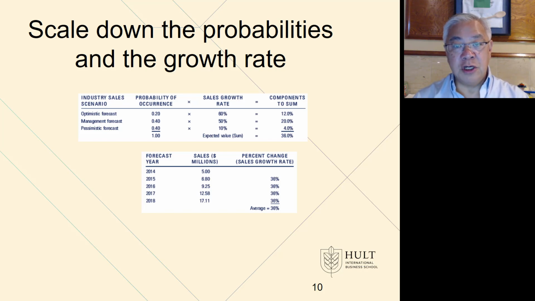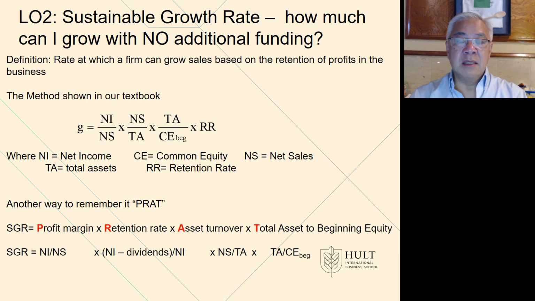So we could do a base case and then judgmentally again step it back to get a more conservative sales assumption. So the next learning objective is the SGR, sustainable growth rate, and this is answering a very simple question: how much can I grow if I have no additional funding? Now, this doesn't mean you cannot grow faster.